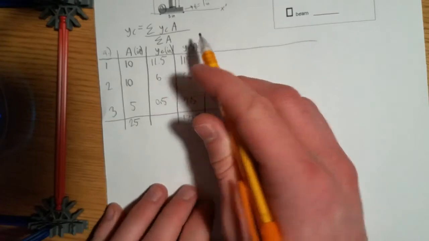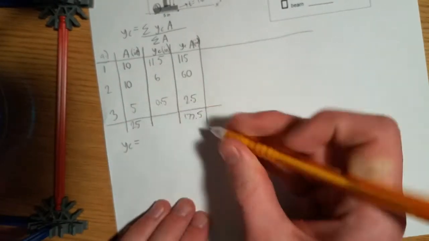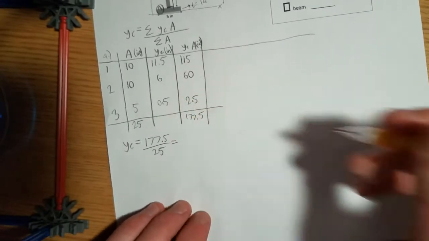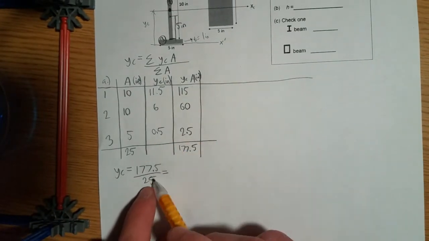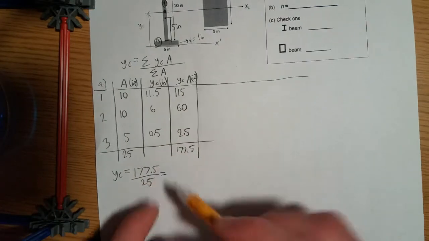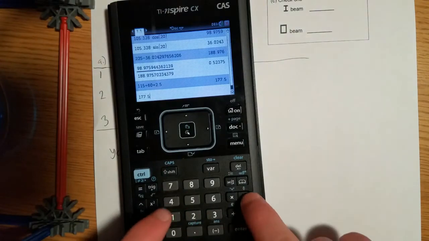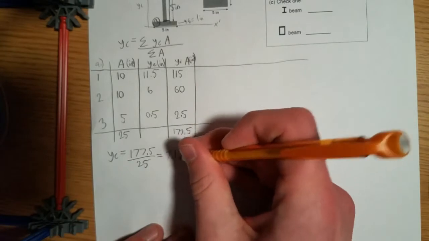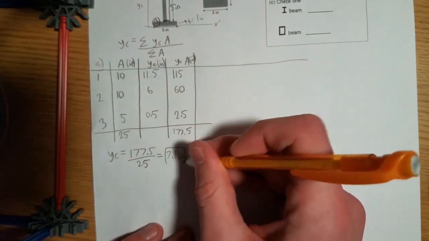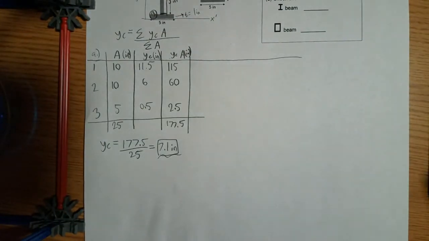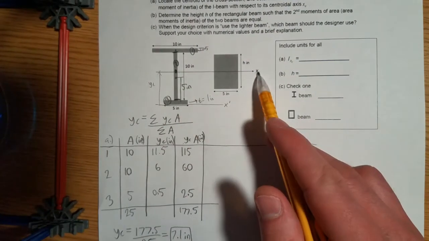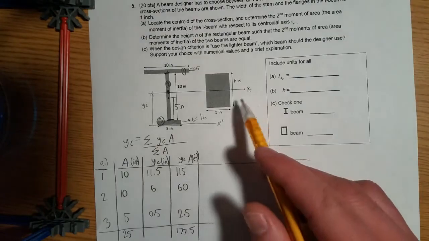So, YC times A. So therefore, the YC for the entire shape is going to be equal to 177.5 divided by 25. And that's going to be inches cubed divided by inches squared. So hopefully you can see that'll give us a total unit of inches. So we'll take the 177.5 divided by 25. We're going to get 7.1 inches. And that's actually not the final answer, but I boxed it anyway because it's something important. So now that we know the location of where this is, XC is going to be located at that height.